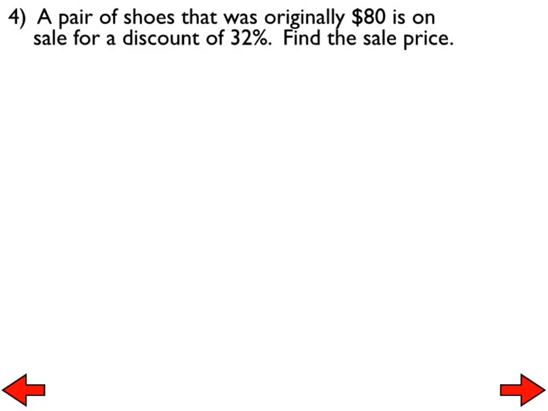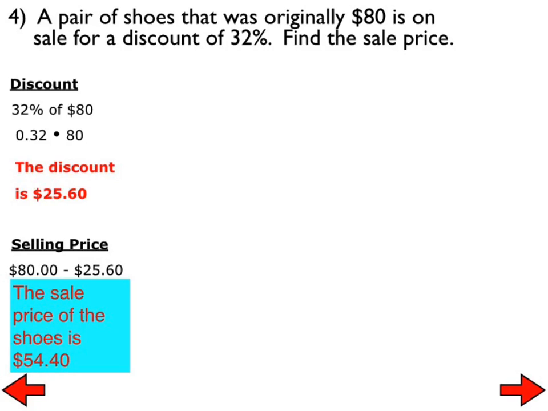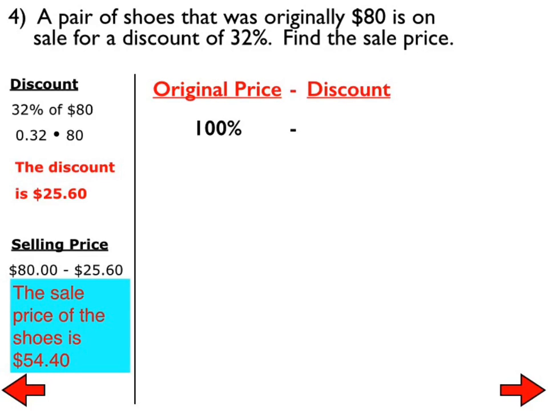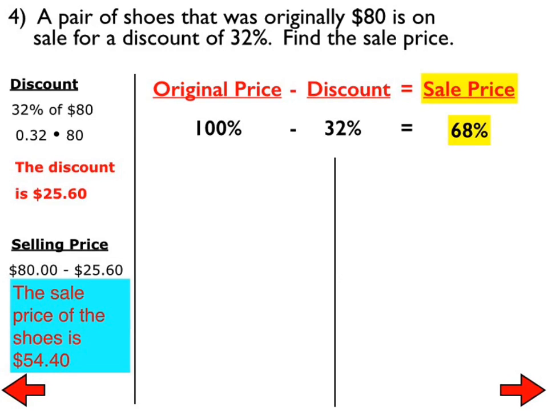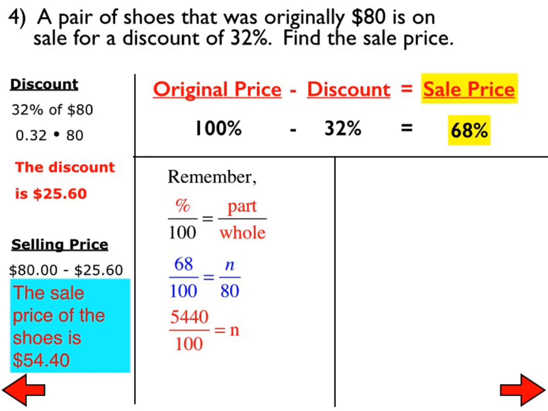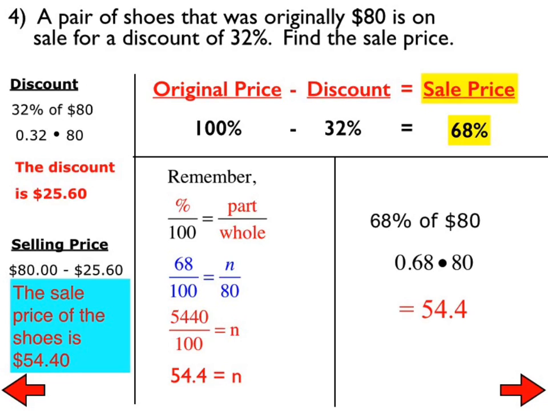Number 4, either use a proportion or find the percent of a number for the sale price. All right, so here's how we would have done this problem in the last lesson. We would have found the amount of discount and then took that away from the selling price because it's a discount. The proportion way, we need to find the percent that we're going to use, which is 68%, because we're paying 68% of the original price. We could use a proportion, which would give us $54.40, or we could find 68% of 80, which is still $54.40 for the cost of the shoes.